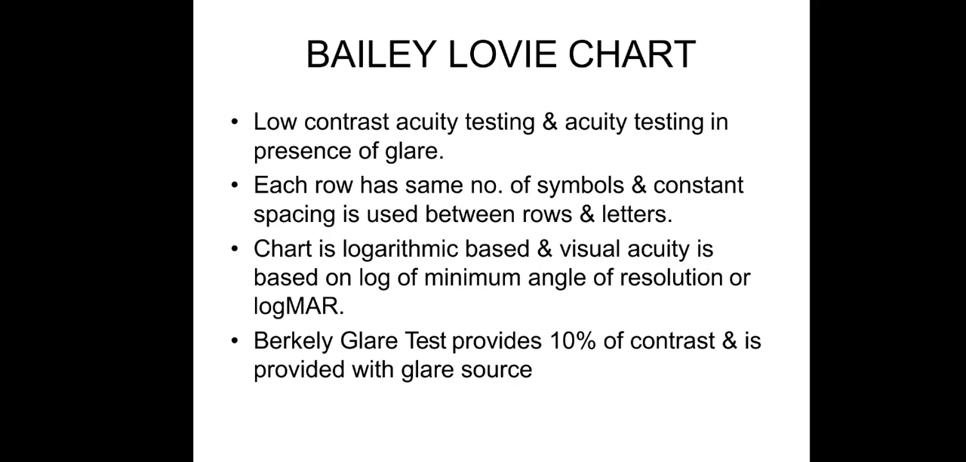So next is a Bailey-Lovie chart. That is a low contrast acuity testing, or acuity testing in the presence of a glare. Each row has the same number of symbols and constant spacing between the rows and letters. The chart is logarithm based, and visual acuity is based on the log of the minimum angle of resolution, as logMAR. The Berkeley glare test provides 10% contrast and is provided with a glare source.